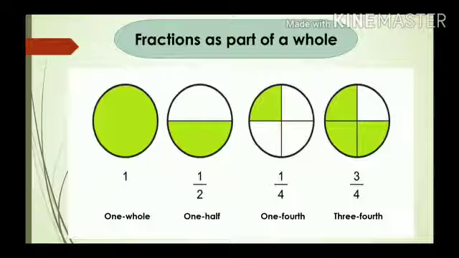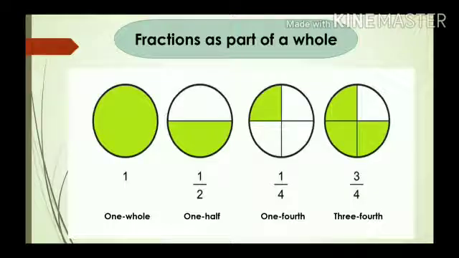Now, students, let's see the fraction as part of a whole. Here you can see four circles are given, and the first one is the whole circle, while the other three are divided into some equal parts. The second is divided into two parts and one part is colored, so the fraction of the colored part is 1 upon 2 or 1 half.